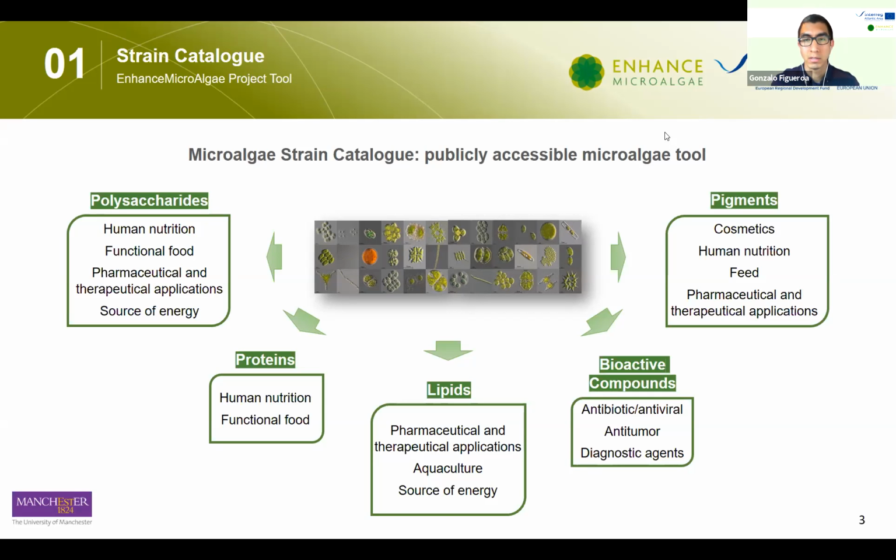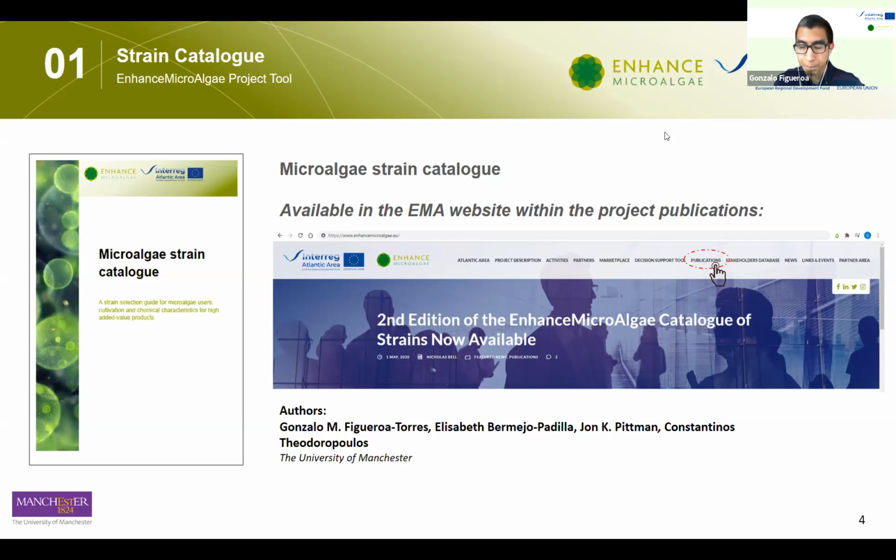So what we did is we reviewed several articles and information from the open literature and compiled them all into a single document, which you will be able to find online in the EnhanceMicroAlgae website within the publication page. We have also included some of the journal publications of the project. So far, we have had 2 editions of the strain catalog. We plan on updating the document until the end of the project, but you can find the latest edition if you go to the website.